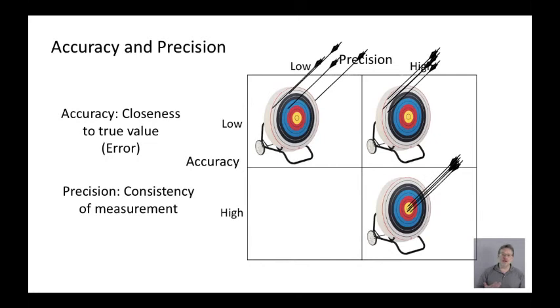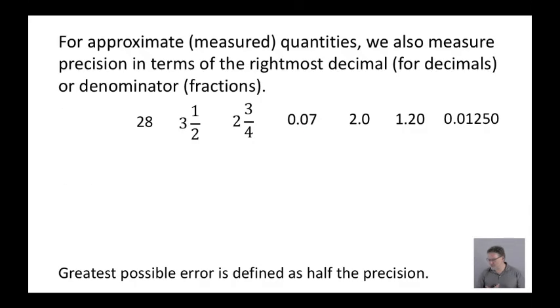So here's one way in which we measure precision. I'm showing you a series of measured quantities across a row here near the top. We can describe the amount of accuracy of each one of these measurements according to the rightmost digit of 28. 28 is the measurement there. We don't know if that's being measured, let's say it's inches.